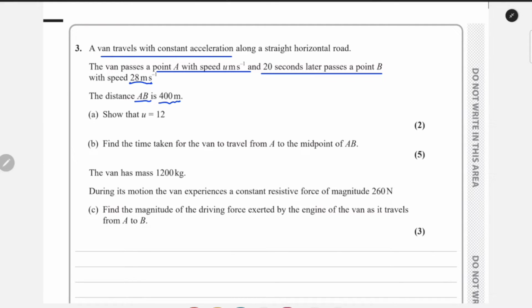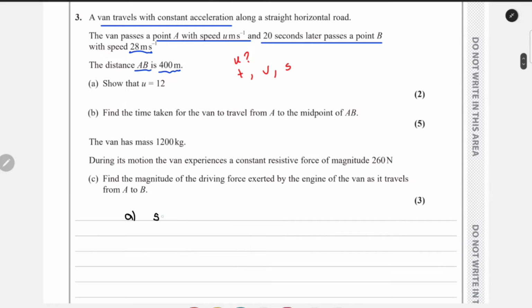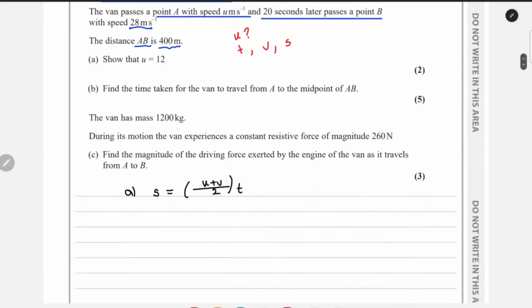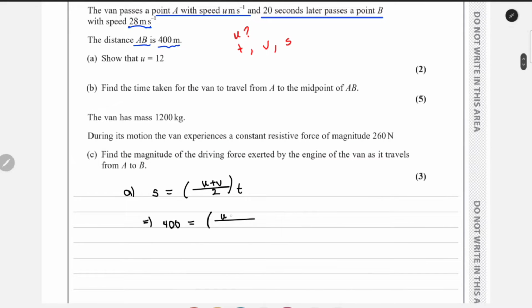So u is the question, and the values we know are the values of t, v and s. We don't know the acceleration, so we'll use this formula, s equals (u plus v) by 2 times t. This is the equation we'll need because we don't have the acceleration yet. So 400 is the displacement, initial velocity is u, the final velocity is 28, and the time is 20.